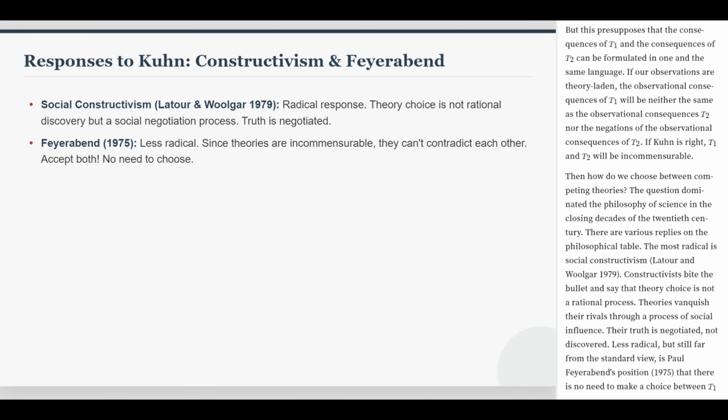Theories don't win because they're better supported by evidence. They win through social processes, negotiations, persuasion, and power dynamics within the scientific community. Truth isn't discovered, it's negotiated. Paul Feyerabend offered a less radical but still quite different take. He said, if theories are incommensurable, then they can't logically contradict each other. So, why choose? Just accept both. Accept multiple, incompatible theories. There's no need to force a choice between them. These responses challenge the very notion of objective, evidence-based scientific progress.